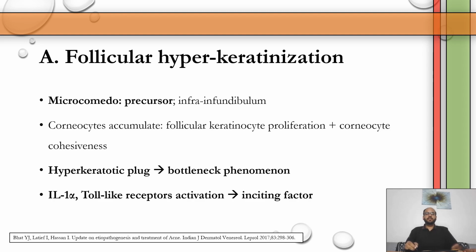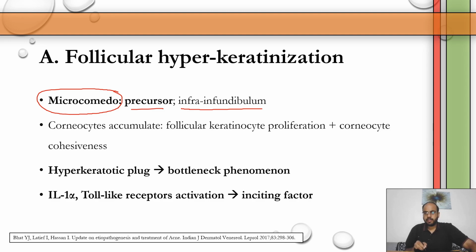So let's start with the first topic, the follicular hyperkeratinization. Remember that microcomedo is the precursor of the lesions. Precursor of any acne eruption is microcomedo. We know that the pathognomonic lesion of acne is comedones, okay? And if a comedone is very, very small, we term it microcomedo. Microcomedo occurs at the level of the infrainfundibulum, just below the opening through which the hair comes out onto the skin. Just below that, you have the site of development of microcomedo.